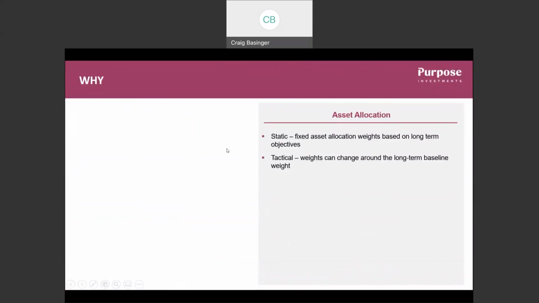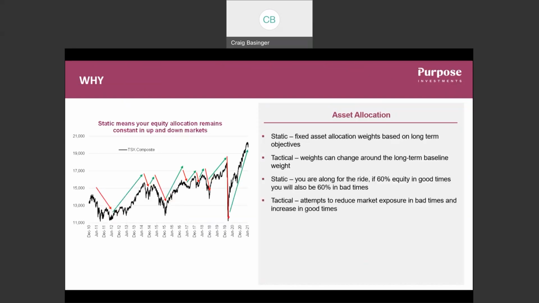So why be tactical? There's really two approaches to asset allocation. One is the more common, which is to take a static approach, meaning that you determine your asset allocation based on your long-term objectives for a client, and then you set that allocation and maintain that through good times and bad. Well, being tactical is really taking that baseline allocation and then tilting it in one direction or the other to have more market exposure or less during different periods of the market cycle.